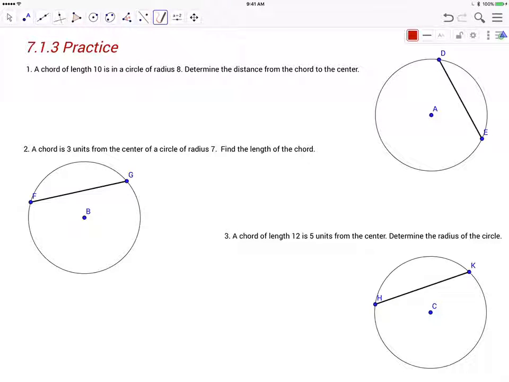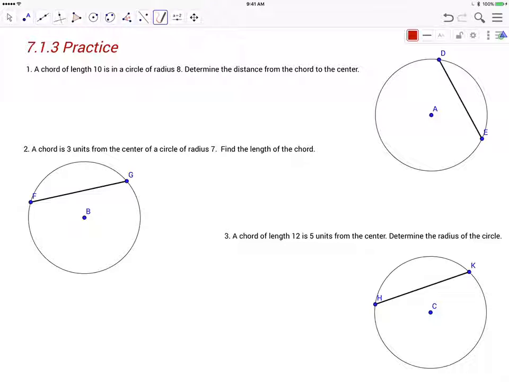Okay, this is 7.1.3 practice, and I'm going to ask you to pause your screen so that you can read the problems, do them in your notebook, and then unpause the video, and I will show you the solution. Okay, now that you've paused, I'm going to go back and show you what we should do here.